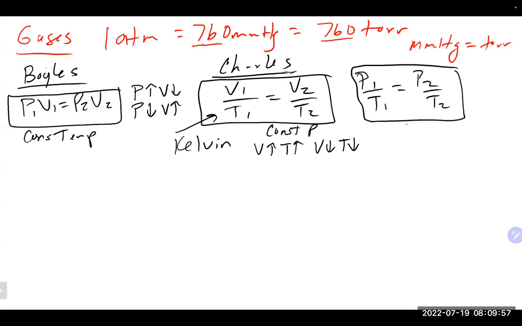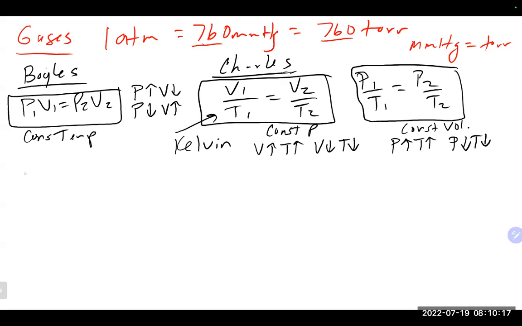Over here, Guy-Lussac's is constant volume. Because of that constant volume, there will be no adjusting of it as the temperature increases. So what we do see is the pressure will increase as the temperature increases, and pressure will decrease as the temperature decreases in that particular case.